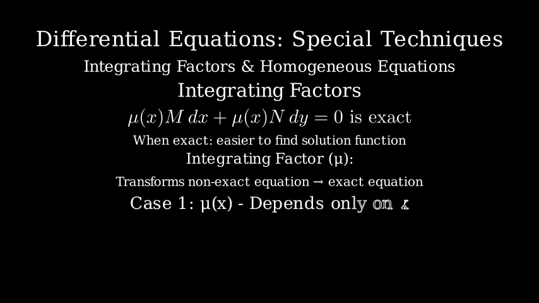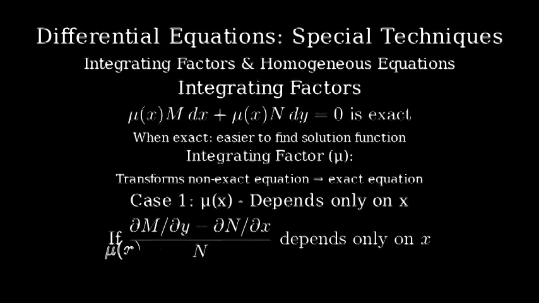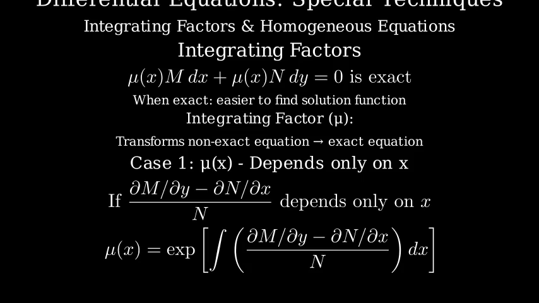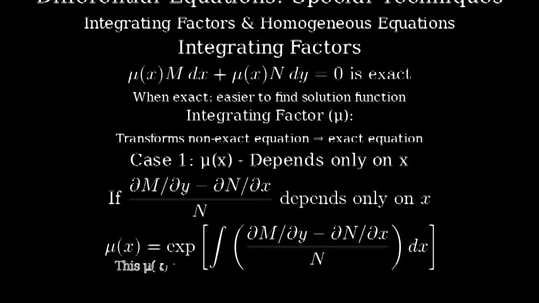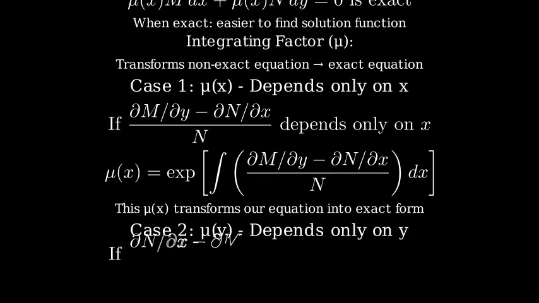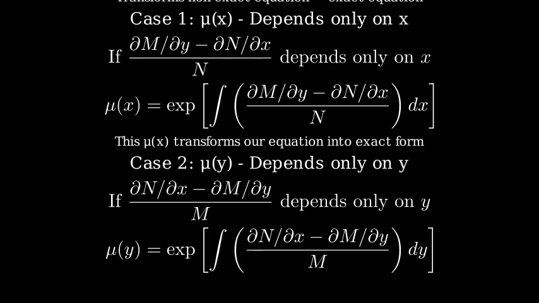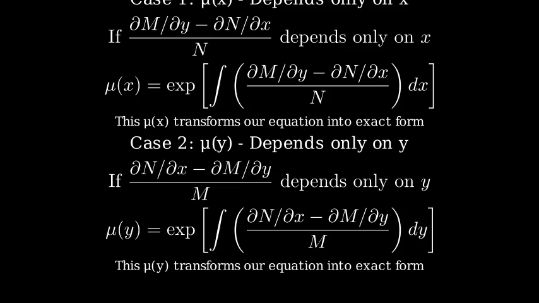Let's look at our first case for finding an integrating factor. If the expression, the partial derivative of M with respect to y minus the partial derivative of N with respect to x, all divided by N, depends only on x, then the integrating factor mu of x equals the exponential of the integral of this expression with respect to x. This gives us a function mu that depends only on x. Similarly, we have a second case. If the expression, the partial derivative of N with respect to x minus the partial derivative of M with respect to y, all divided by M, depends only on y, then the integrating factor mu of y equals the exponential of the integral of this expression with respect to y. In this case, we get an integrating factor that depends only on y.